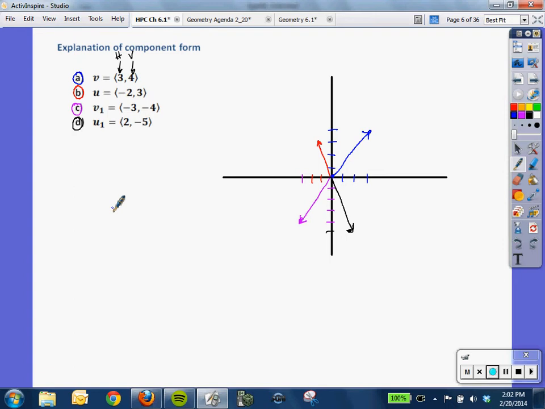Vector u, I put that one in red. I should probably talk over my computer so everyone can hear.